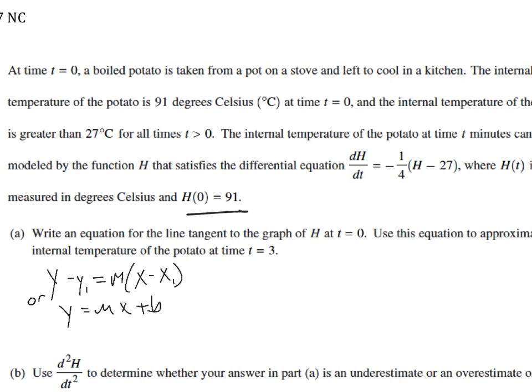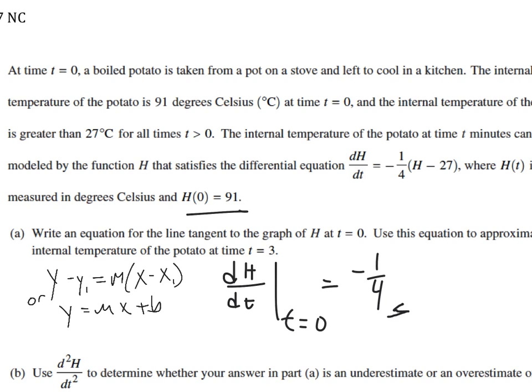How do you find the slope of a tangent line? That was our first big question, and that is the derivative. So we know the slope is the derivative of h, the dh dt. Okay? So we're going to take dh dt, we're going to evaluate it at time t equals 0. All right, and so according to our equation there, it's negative 1/4.